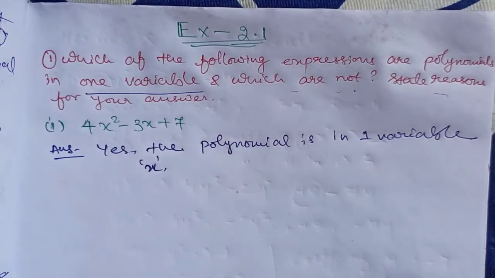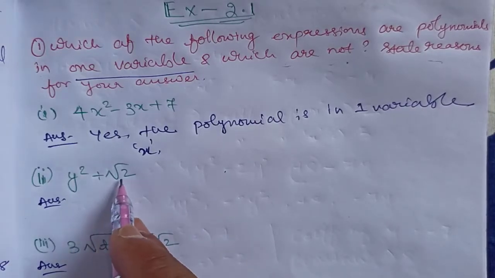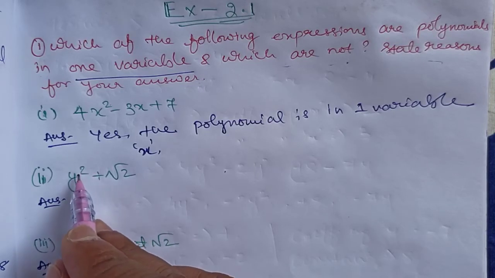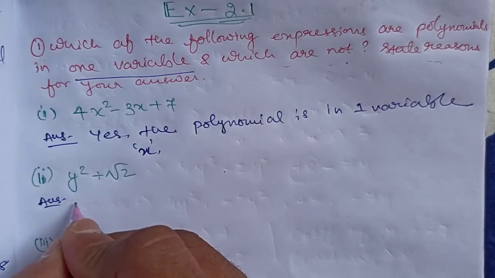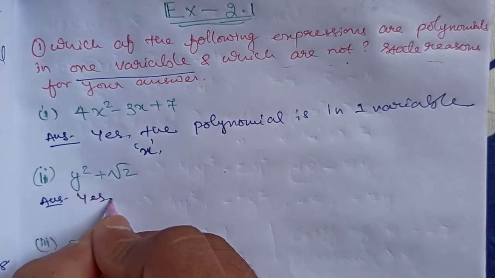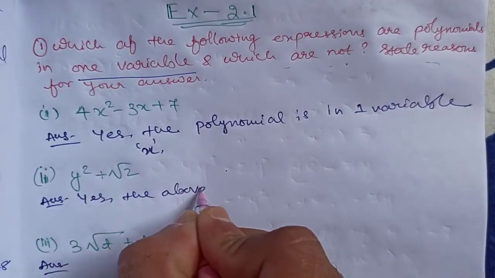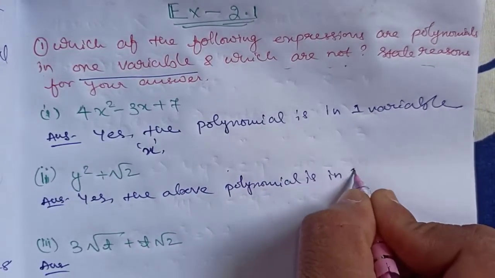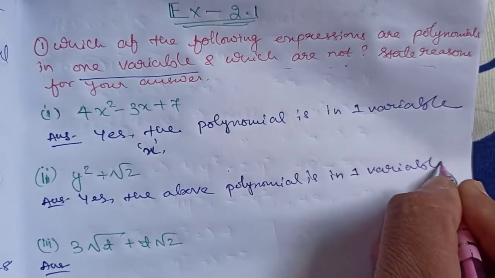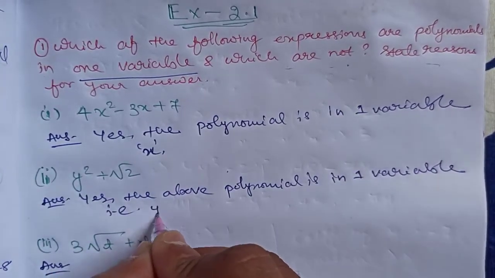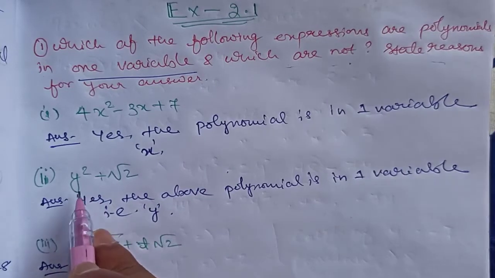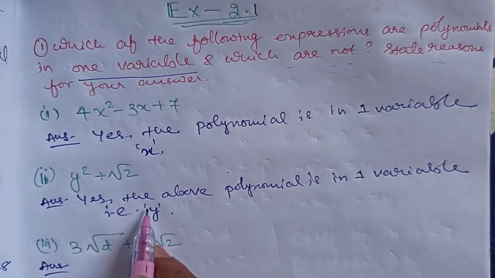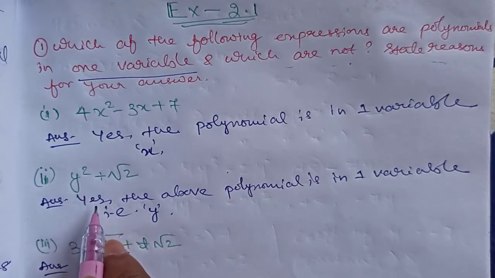Okay, next, in the second part it is given y square plus root 2. Is it a polynomial? Yes, it is a polynomial because the degree of the polynomial is 2. It is a whole number. And is it in one variable? Yes, the above polynomial is in one variable, that is the y variable. Only y is used. So this equation is in one variable.